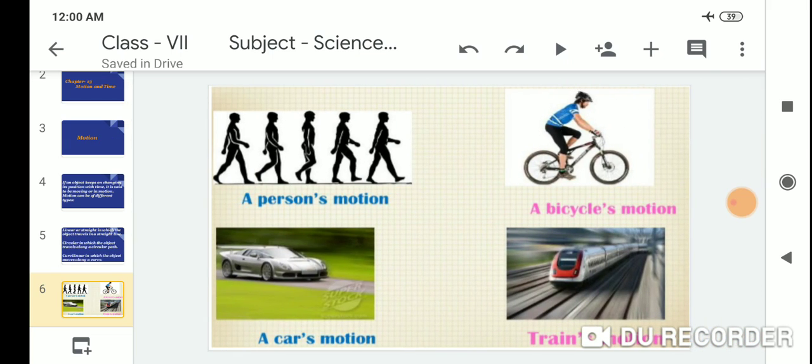Examples of different types of motion: look at this picture, a person's motion, a bicycle's motion, a car's motion, and a train's motion.